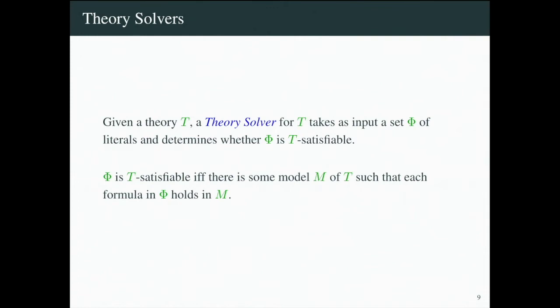And then it checks whether this set has a solution, or is satisfiable. And it's satisfiable if and only if there's some model that makes it hold. A model is a theoretical construct that tells us that there's a solution. You can think of it as basically giving values to every variable in the formula.